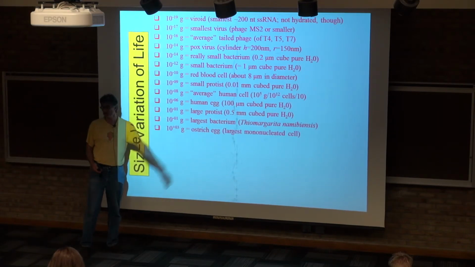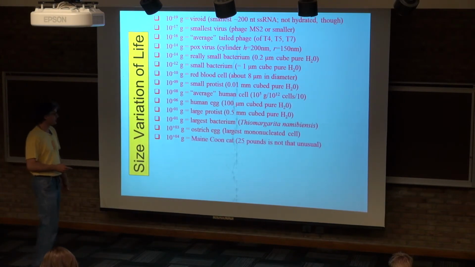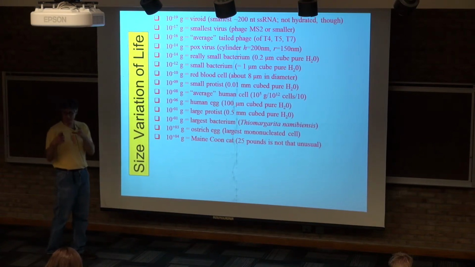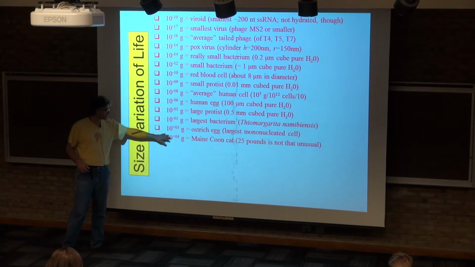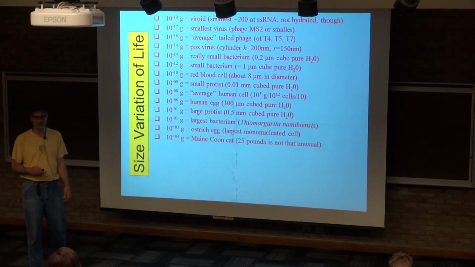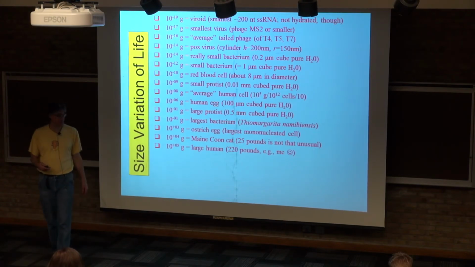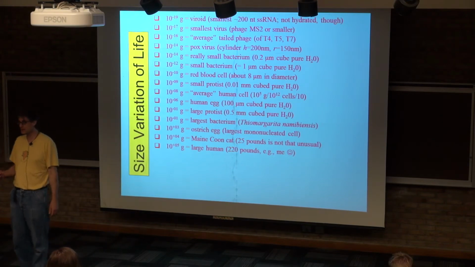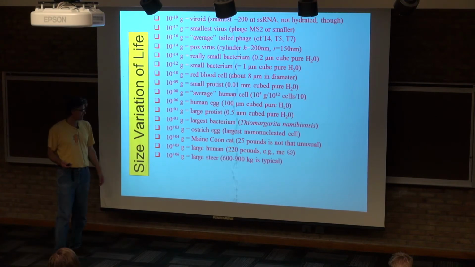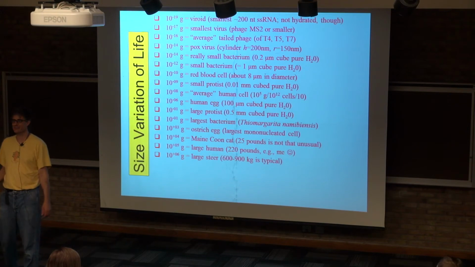Really big cell, the ostrich egg, big cell. Most of it is just nutrition for what will be the growing embryo, but it's still a big cell. 10-fold bigger than the ostrich, I had to figure out something, and I came up with the Maine Coon cat, which can get up to about 25 pounds or more. 10-fold larger than that, we're talking about a relatively large human being, like myself. 10-fold larger than that, we're talking about a big cow-like thing.